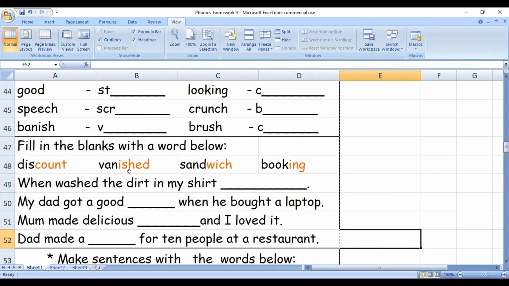So you will have to choose one of these words to fill in the blanks. So there are 4 words here and there are 4 sentences here. So each sentence will have 1 word.